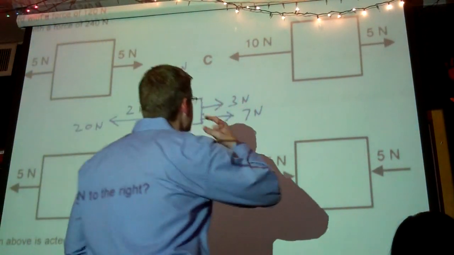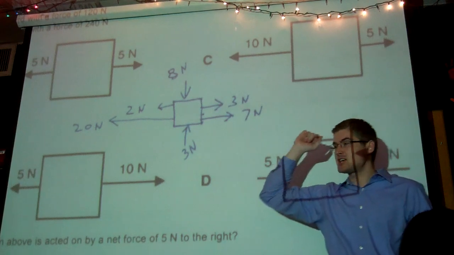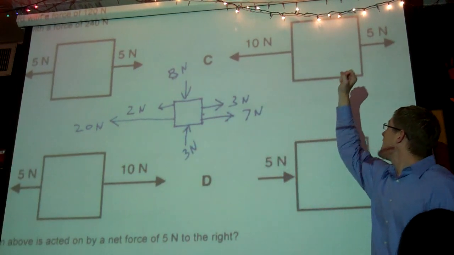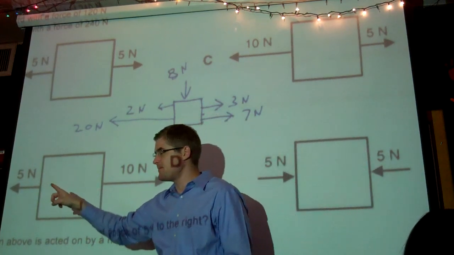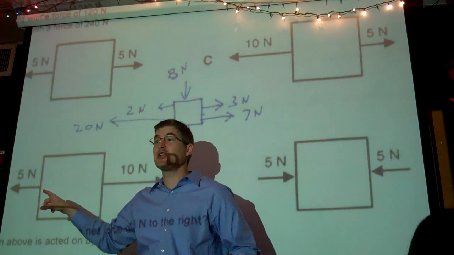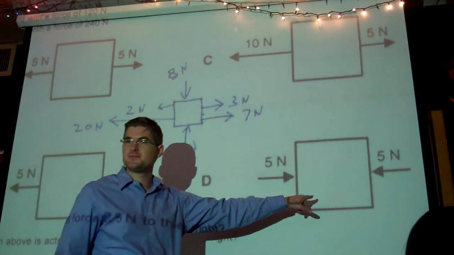Alright, let's look at C. Which direction is this going to go? Left. It's going to go to your left, my right. And by how much? 5. Look at this one. Where's it going? Right. It's going to go to your right, my left. By how much? 5. What about this one? Stay still.